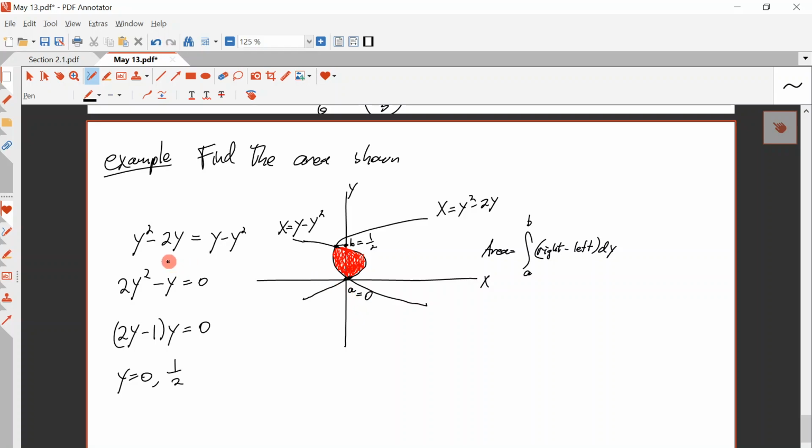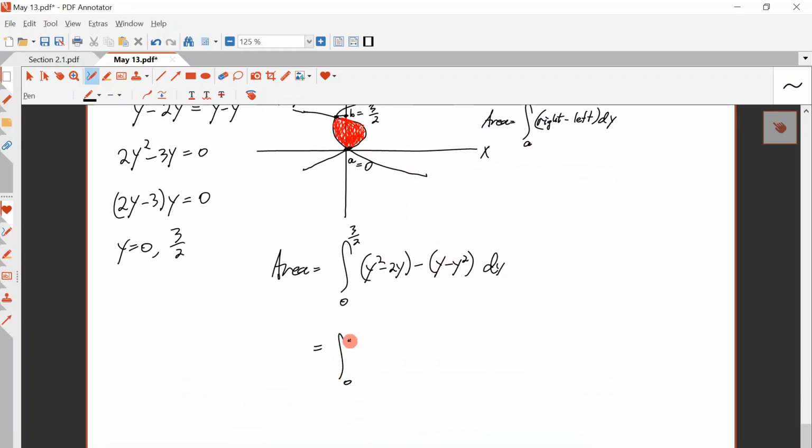Did I do that right? Y squared, no, y squared minus 3y. Yeah, y squared minus 3y. So 2y minus 3. So it's 3/2. Right? So the area is the integral from 0 to 3/2. Now it looks better, right? Because that's 2 right there. Right minus left. So the right is y squared minus 2y minus the left, y minus y squared dy. So this is the integral from 0 to 3/2, 2y squared minus 3y dy.